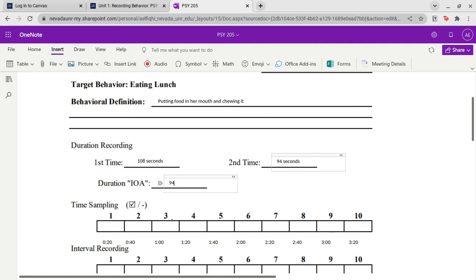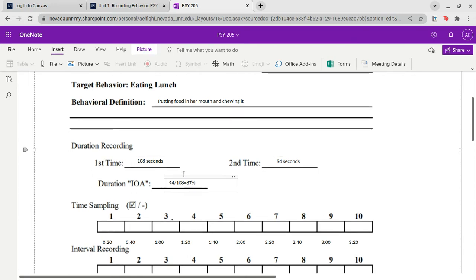And I would suggest using the values that you got on your own for this one. These are just example values. So 94 divided by 108 is an 87% IOA. So that would be pretty acceptable. It's not quite 90, but it is above 80. So we would accept that and say, okay, our definition is pretty good.